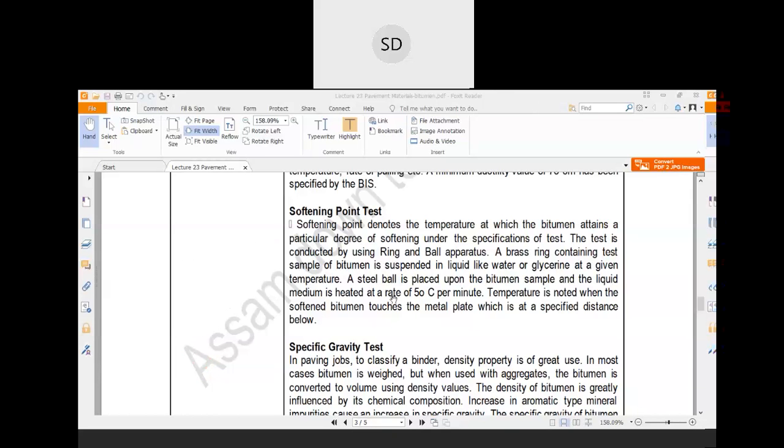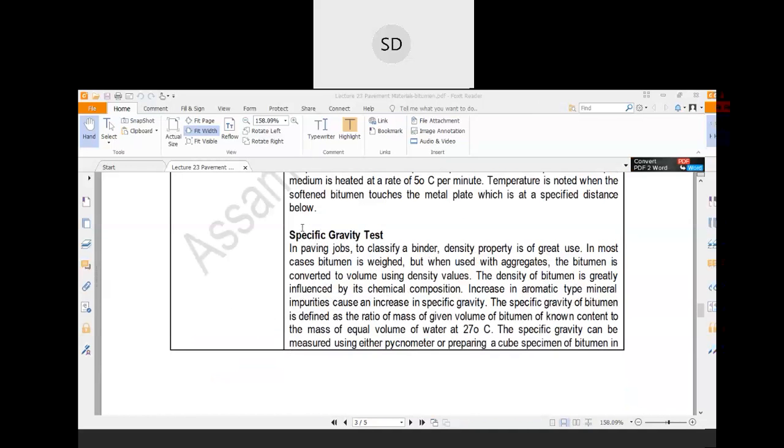Now, specific gravity test is also important. In paving jobs, to classify a binder, density property is of great use. So, basically, specific gravity will give you an idea about the density of the bitumen. If you go for the definition, specific gravity is nothing but the ratio of the density of the bitumen to the density of the same volume of the water.